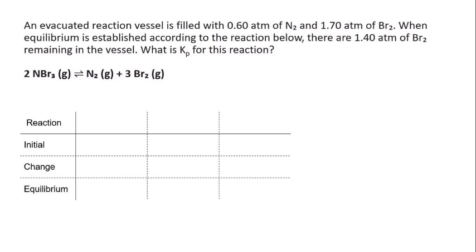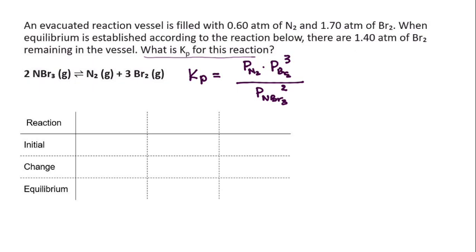When we're addressing one of these problems, our first question is always, what is the problem asking? In this case, the problem is asking, what is Kp for the reaction? Our expression for Kp, based on the law of mass action, is the partial pressure of the products, so N2, times the partial pressure of Br2 raised to its stoichiometric coefficient, cubed, divided by the partial pressure at equilibrium of the reactant, NBr3 squared.